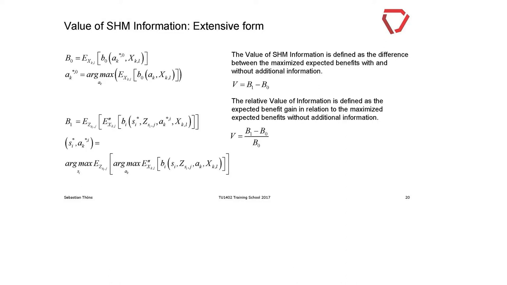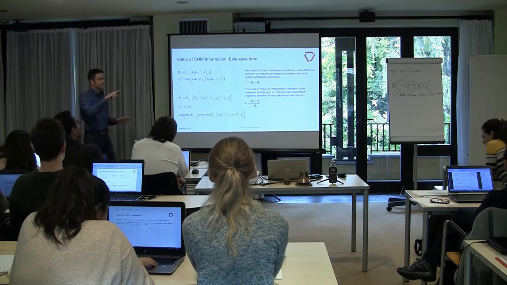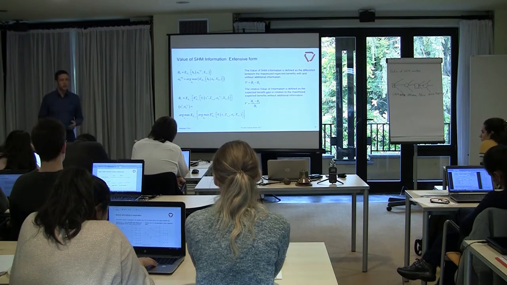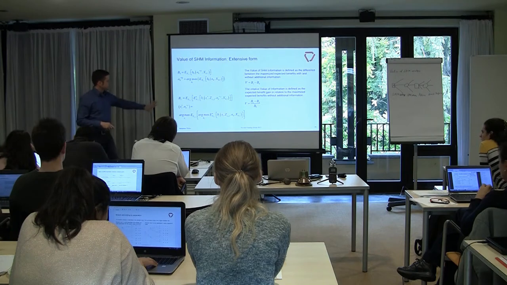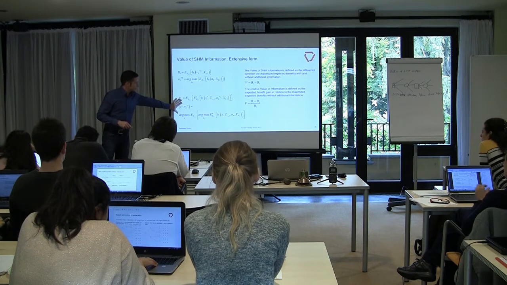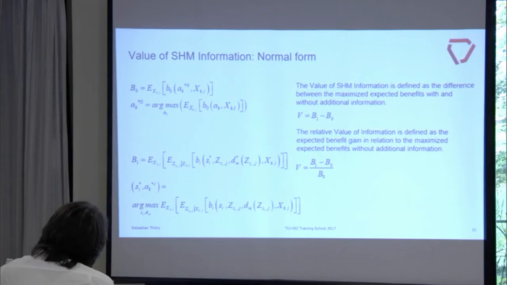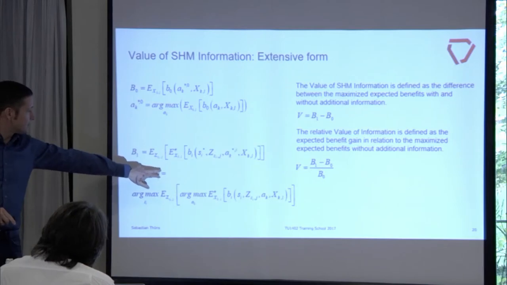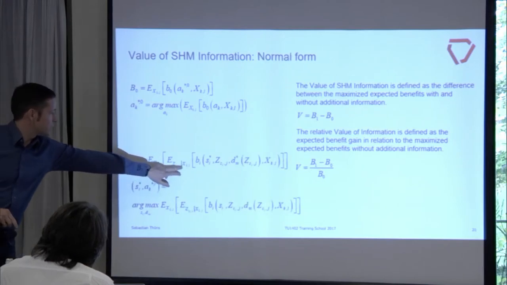And the decision analysis also knows about this. So we've been working through the extensive form because you need to work through all the branches, and you cannot miss a branch basically. And we have been writing it like this, but we could also write it in a normal form. And here we see that the expectation operators are exchanged, and here we have a conditional expectation.